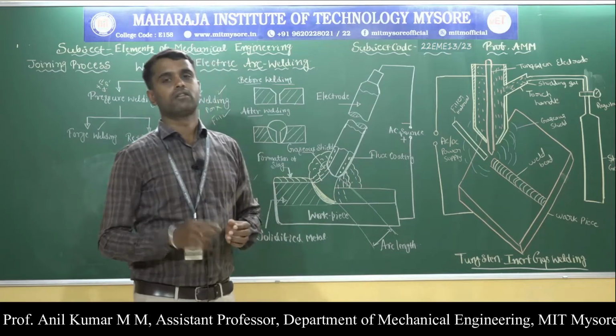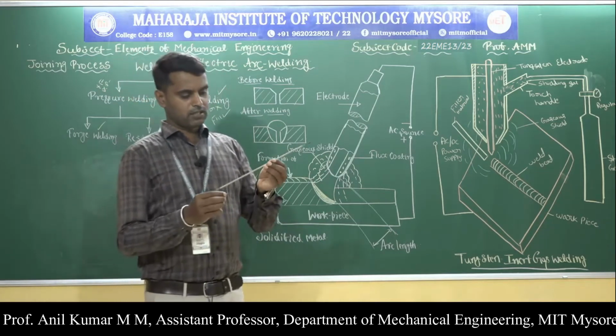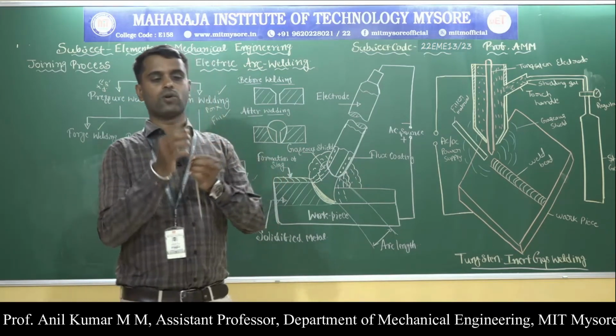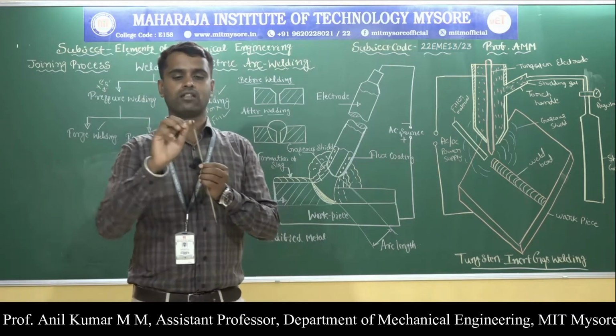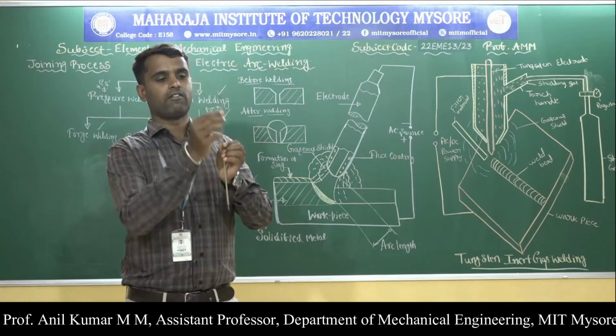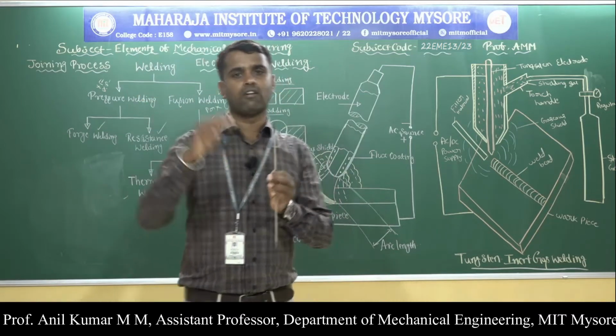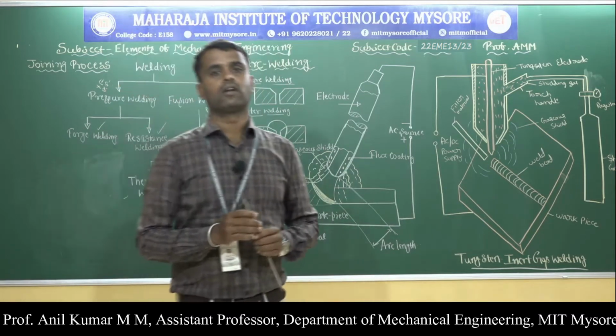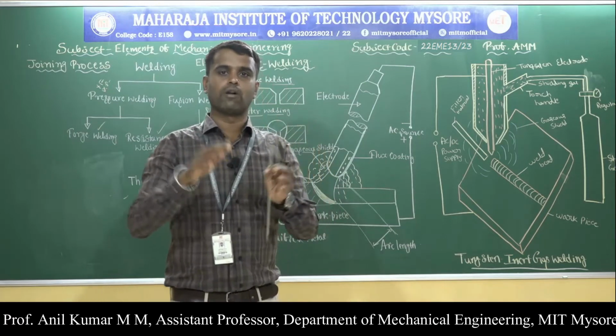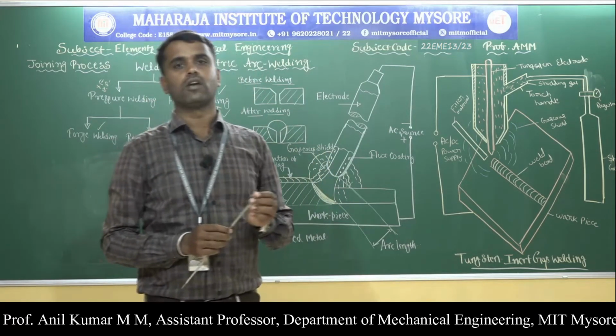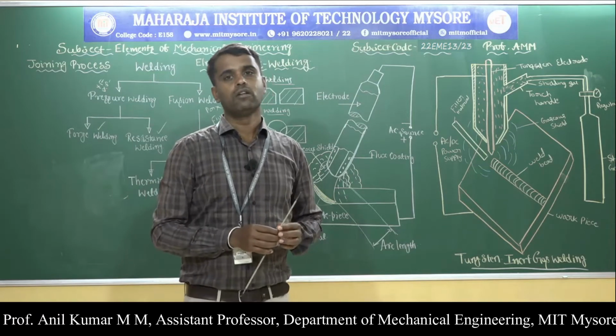Next, coming to the flux. Flux is a material coated on the surface of the electrode or the filler material. This is the filler material, and the flux is coated over the electrode. The flux protects the molten metal from oxidation. It forms a gaseous shield and protects the molten metal from oxidation. That is the function of the flux.